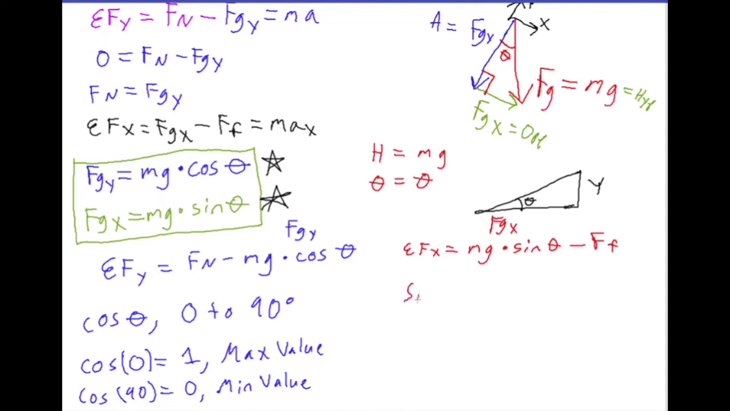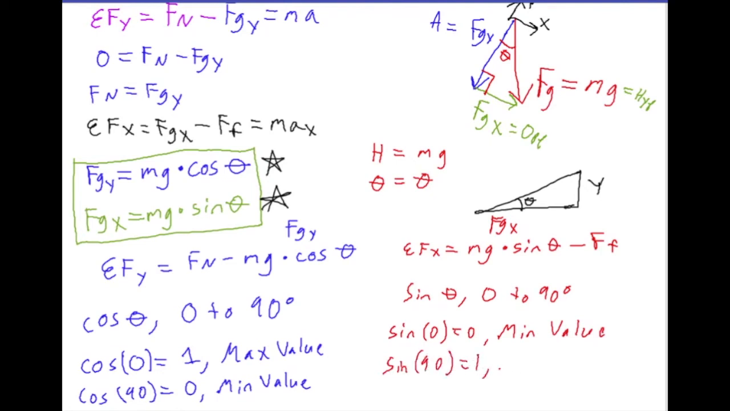So sine of theta is going to have set values just like cosine of theta, and that's going to be 0 to 90 degrees as well. And we're going to notice that sine of 0 is going to be 0, because that's where the minimum value occurs. And sine of 90 is going to be 1, because that's where the maximum value occurs.